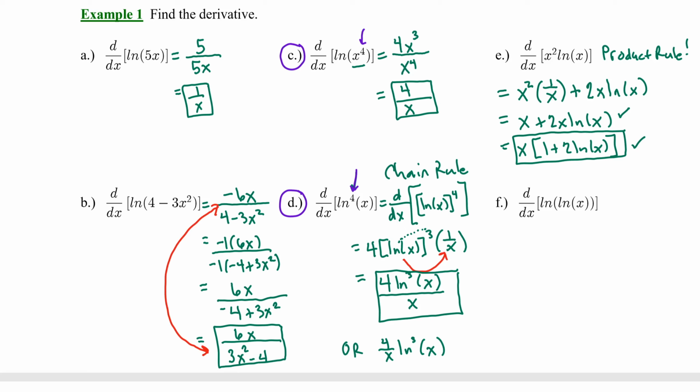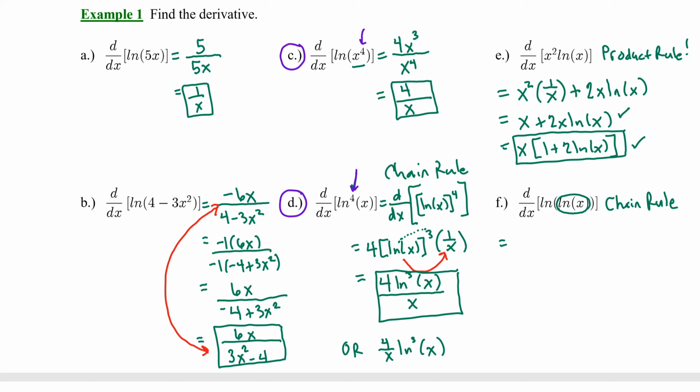Let's try the next one, the derivative with respect to x of natural log of natural log of x. So we have the composition of two functions. So again, we're going to need our chain rule. So the chain rule says that we're going to differentiate the outside function. So I have natural log of something, right?